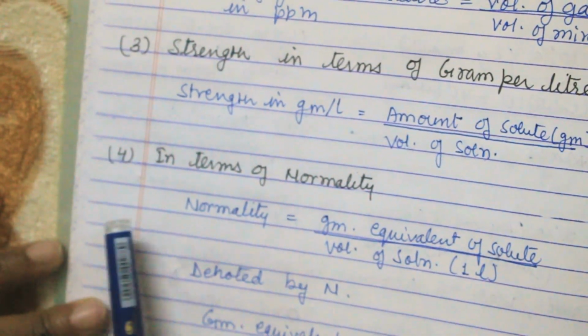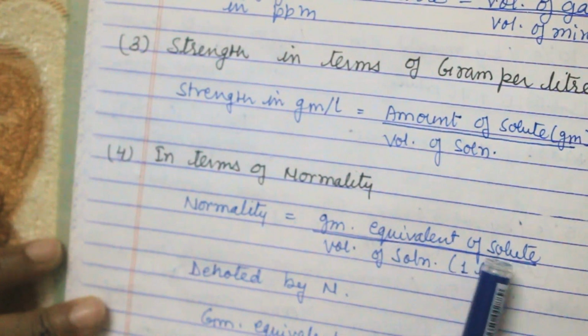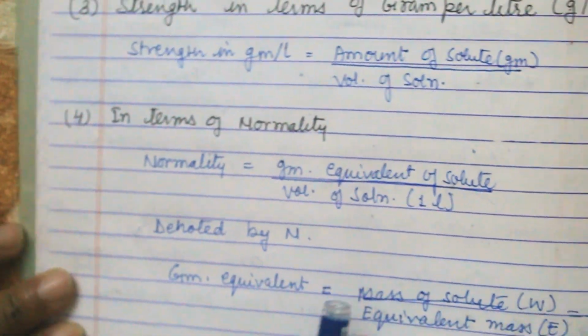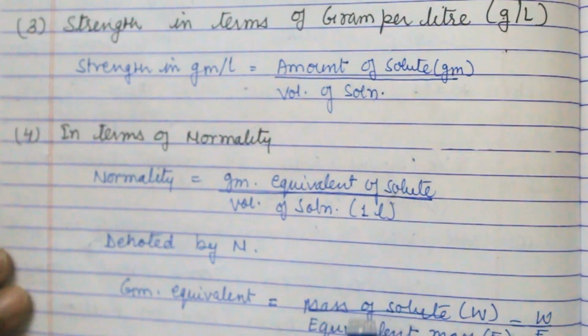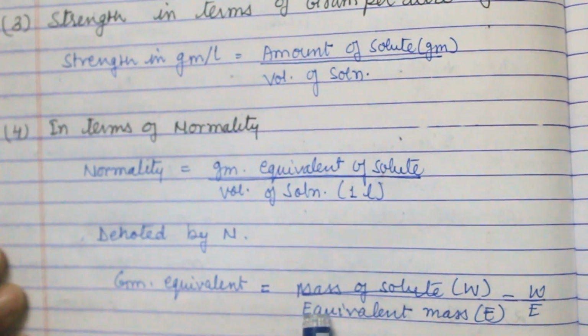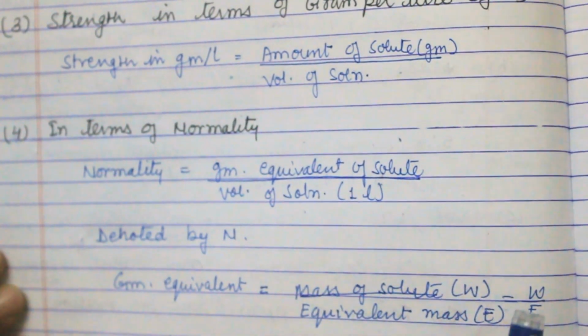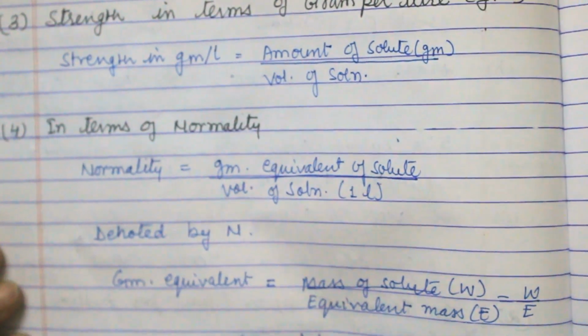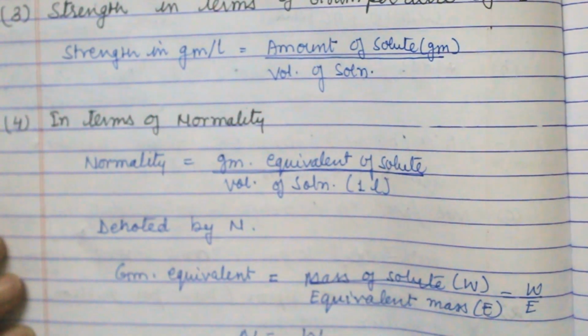Now normality. Normality is the gram equivalent of solute upon volume of solution, represented by N. So the gram equivalent of solute is what? The numerator is mass of solute and equivalent mass, that is W upon E. And for the solution, we take volume in liter, that is, 1000.